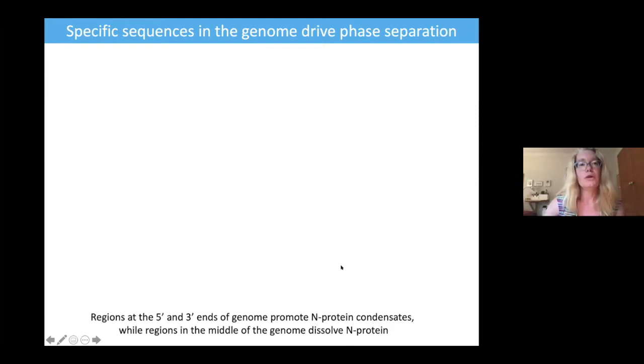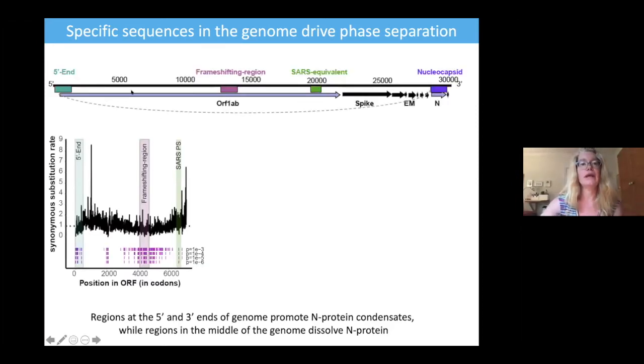So in order to understand what parts of the genome drive phase separation, we essentially analyzed the genome to look for regions that we thought could be relevant for studying this further. So first we looked computationally for areas of the genome that had low synonymous substitution rates, indicating there might be sequences in the RNA that are relevant and under evolutionary constraint among other coronaviruses.